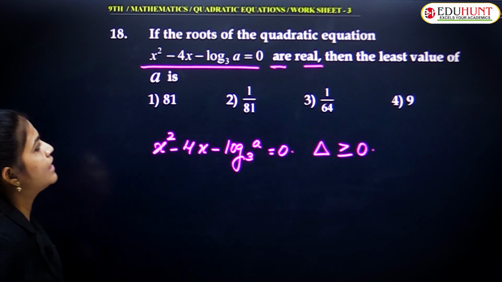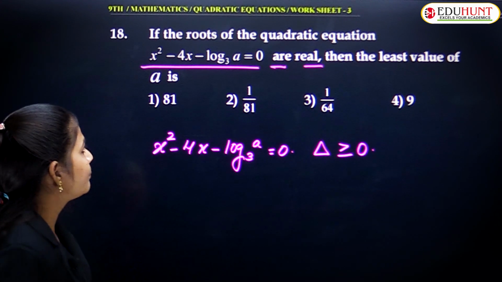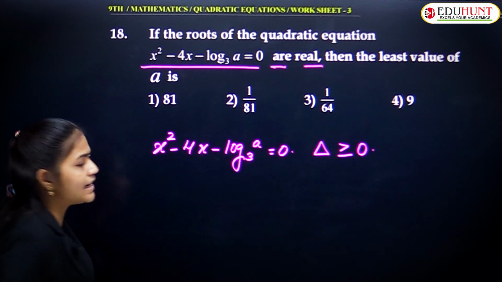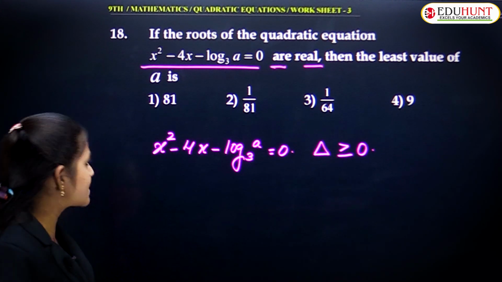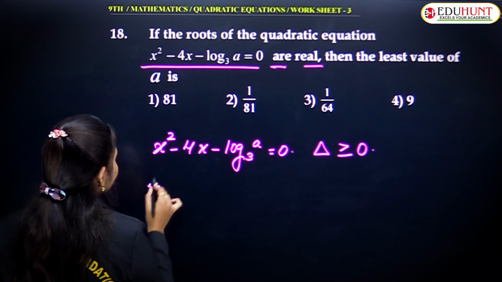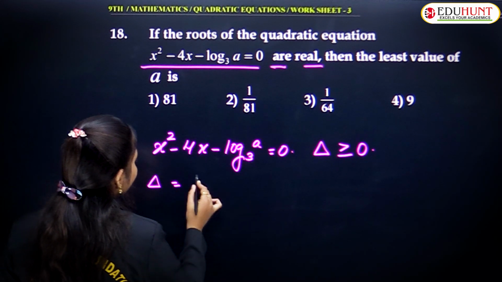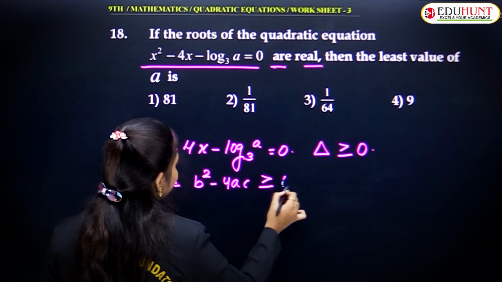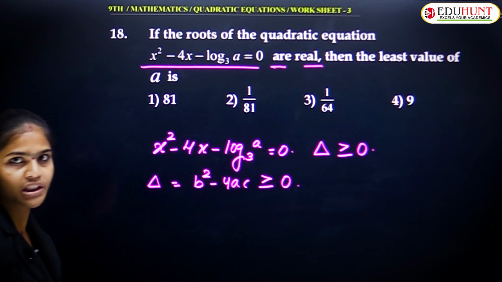Okay. So why? Because here they given that nature of the roots. Then the least value of a. So this a value they are asking. So first find that delta value here. So delta is greater than equal to 0, which is equals to b square minus 4ac is greater than equal to 0 condition we have to check.